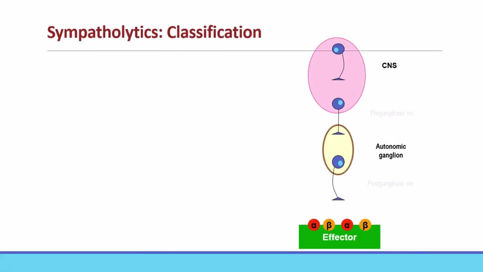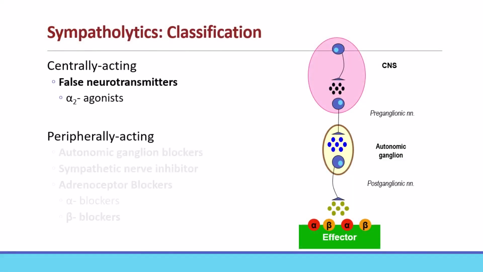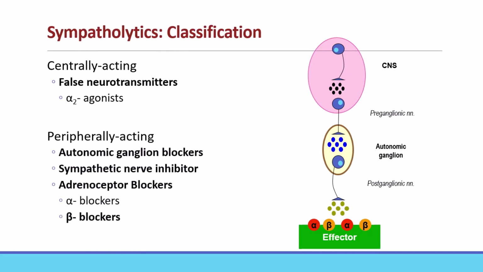This classification reminds us that beta blockers are part of a broader group of drugs that reduce sympathetic activity. Some act centrally, others peripherally, and beta blockers represent a major subset of peripheral receptor antagonists. This context is important because it situates beta blockers within the overall strategy of controlling excessive sympathetic activity.